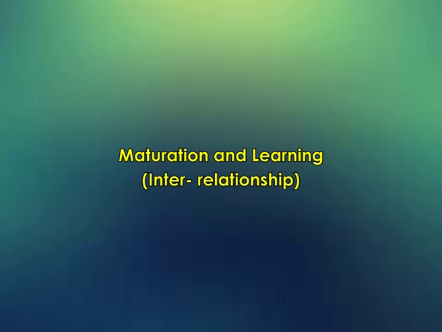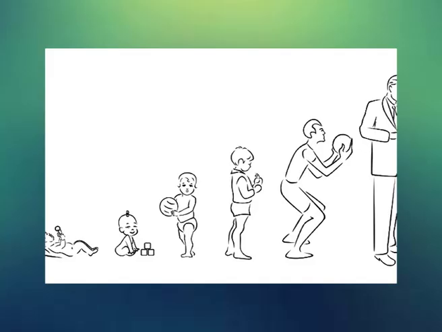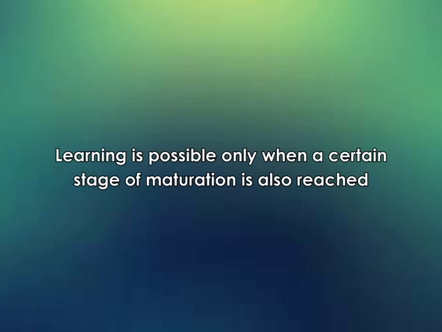Maturation and learning interrelationship. Maturation is an important factor that affects our learning. It is defined as growth that proceeds regularly within a wide range of environmental conditions. Maturation is growth that takes place regularly in an individual without special conditions of stimulation such as training and practice. Learning is possible only when a certain stage of maturation is also reached. Exercise and training become fruitful only when a certain stage of maturation is attained.